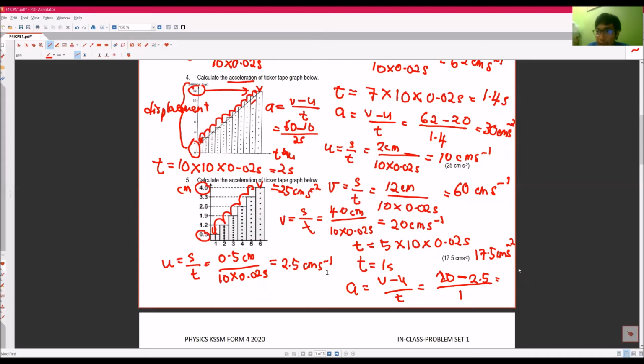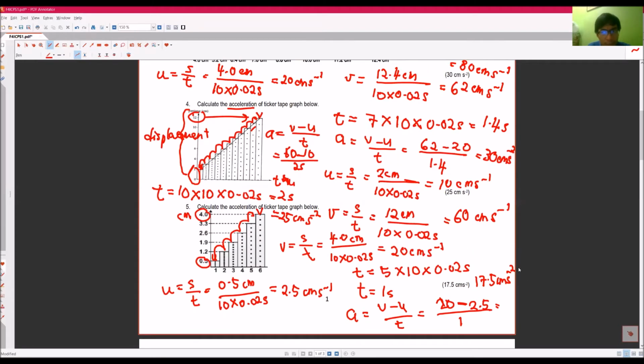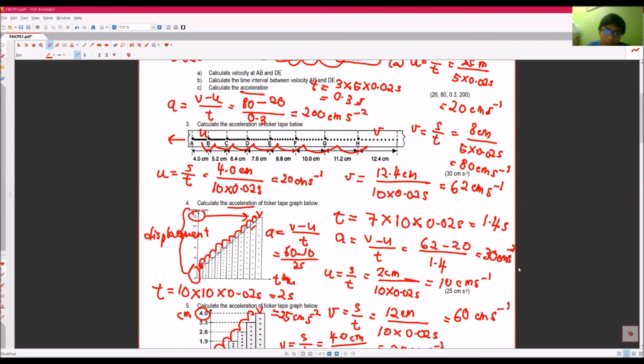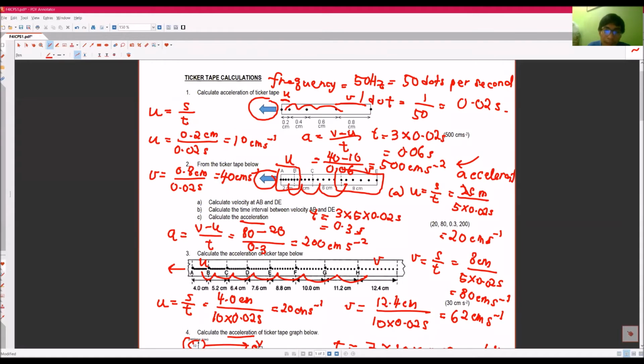It's very easy if you remember the steps. Remember the difference between the ticker tape graph and the single ticker tape like this, which is only divided by the dots between two dots. But this one is divided by the same number of dots. That means each section has the same number of dots that you have to calculate. And then to determine the acceleration, for the time taken, you have to find the number of jumps between the u and v. As simple as that.